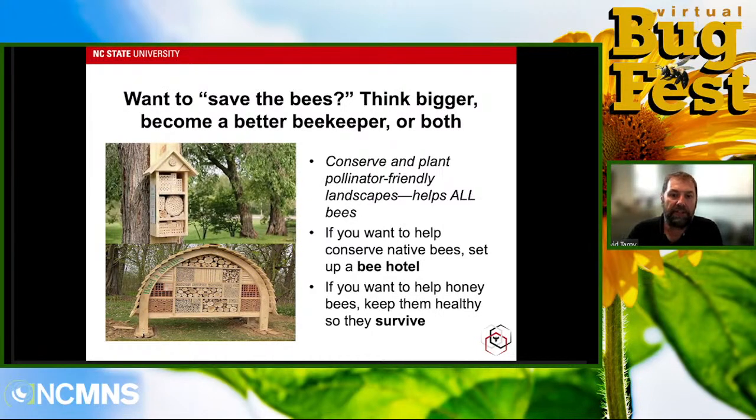If you want to help conserve native bees, that is the solitary living ones that don't live in hives, but instead live out on their own, you can give them nesting habitats like these bee hotels, where they nest in wood or substrate or in the ground. So that's a great way to help save the bees from their population declines. But if you want to help honeybees, it's not by making more and more hives, it's keeping the ones that are already existing healthy so that they survive. It's more of an issue of sustainability than it is conservation.